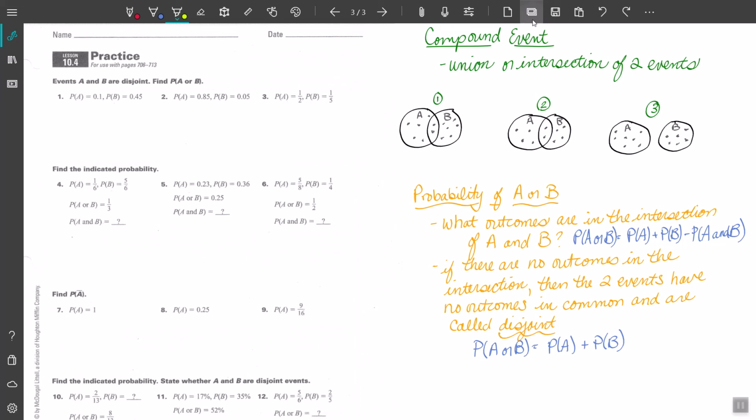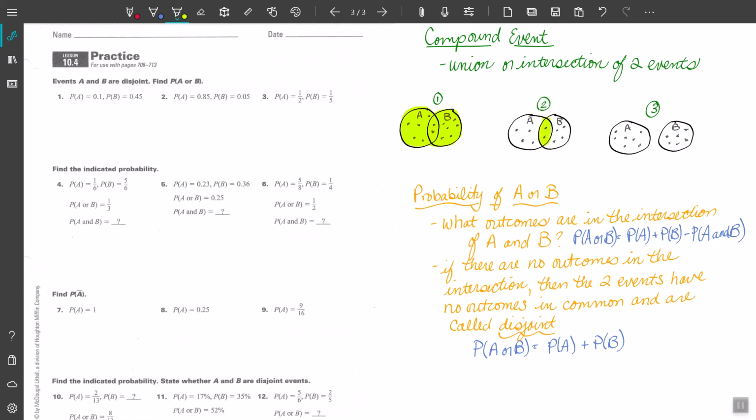If they share outcomes, then we can talk about two different things. We can talk about how A is in union with B. If I was interested in all of the outcomes in event A, as well as all of the outcomes in event B, we would be talking about the union of A and B. If I'm just interested in what outcomes both event A and B share, then I'm only interested in where they actually intersect.